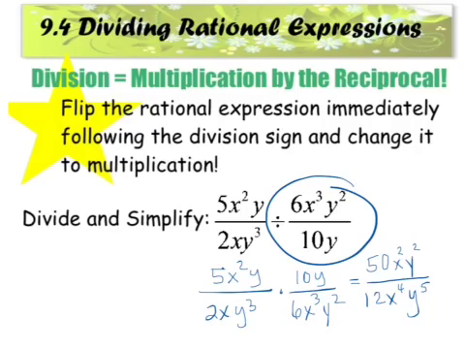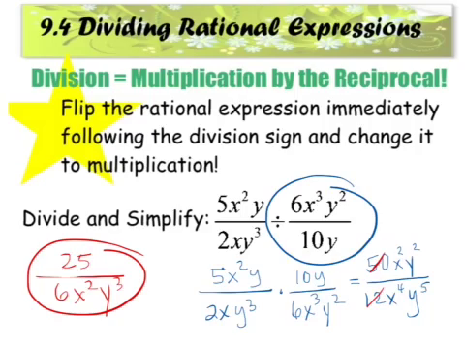And now I'm ready to simplify all of my numbers and all of my variables. And when I do, I get 25 over 6. And then when I subtract my exponents, I get x squared. And then when I subtract my exponents for y, I get y to the 3rd. And they go on the bottom because that's where the biggest exponent started. So that's where it simplifies to. So right here in red, this is my final answer.